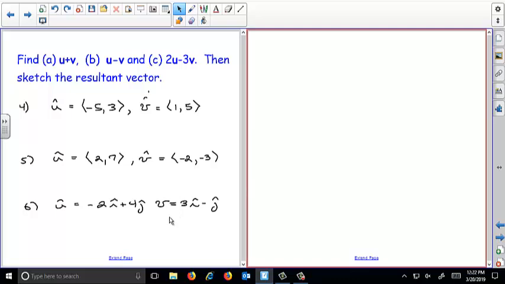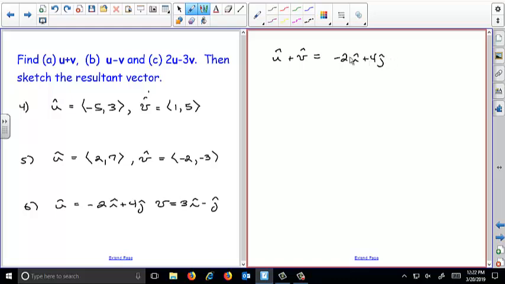And then finally, this is in unit vector notation. So the way we do that is, u plus v is going to be negative 2i plus 4j plus 3i minus 1j. I put a 1 in here just so you know. So now when you have this unit vector notation, you just add the components together. So you'd have negative 2 plus 3, which would give me 1. And 4 plus negative 1 would give me 3. So I would just write that as i plus 3j.